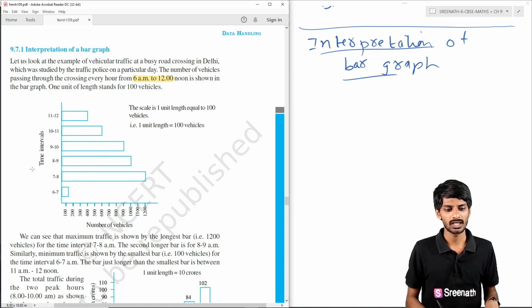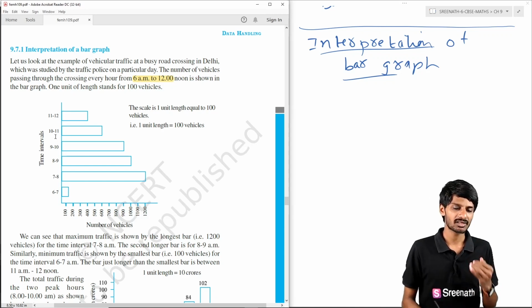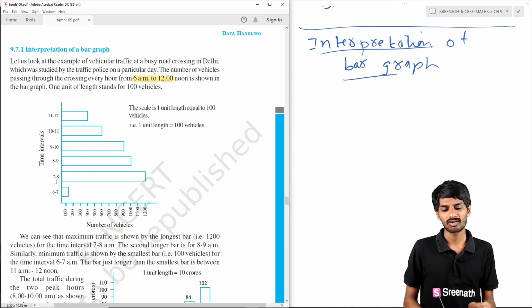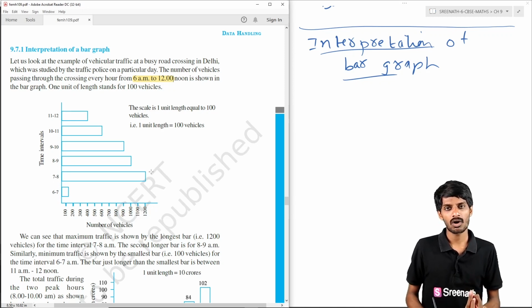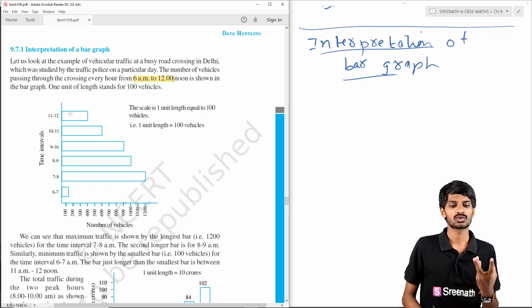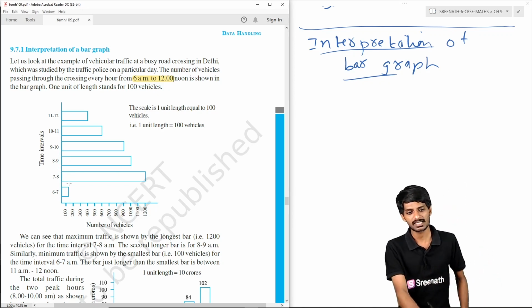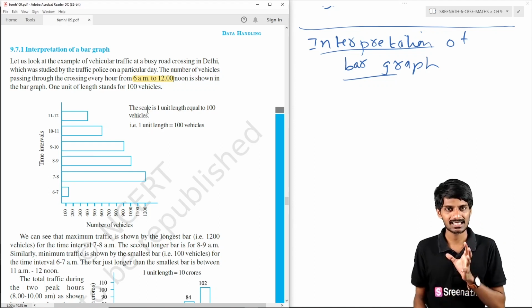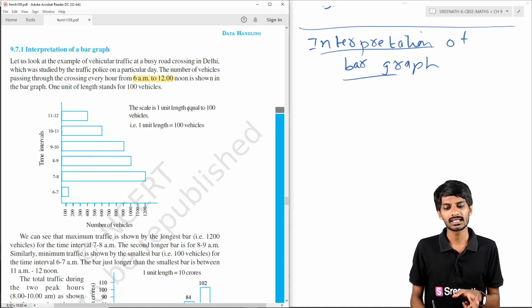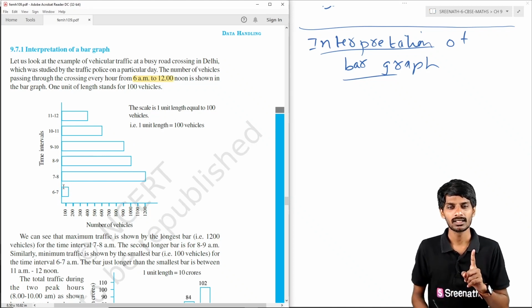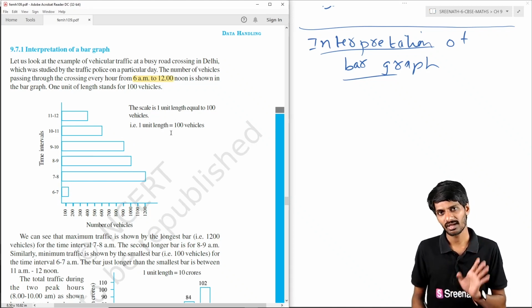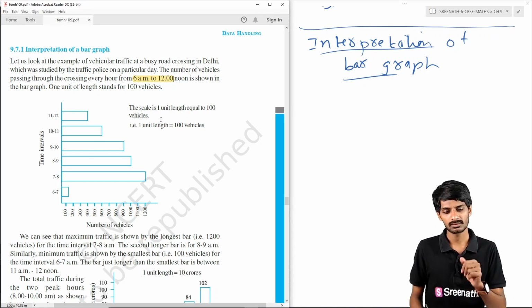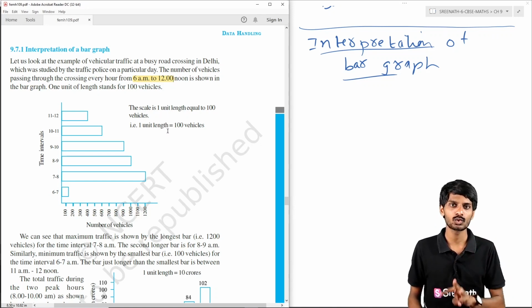Okay, students. So this is the time interval, from 6 a.m. to 7 a.m. and 7 a.m. to 8 a.m., 8 a.m. to 9 a.m., like that. These are the bars of equal width, students. The length of these bars represents how many vehicles. Here we have taken the scale. The scale is 1 unit length equals 100 vehicles. If the length of the bar is 1 unit, it means there are 100 vehicles. If the length of the bar is 2 units, it means there are 200 vehicles.